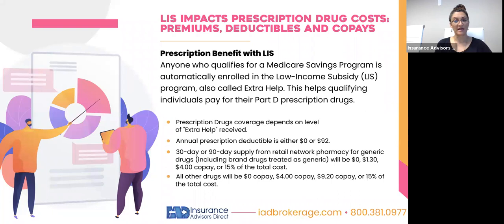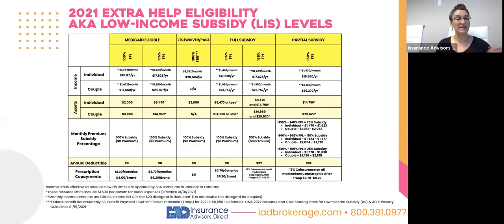For a 30-day or 90-day supply, a retail network pharmacy for generic drugs usually will be $0. That's on your mail order. Obviously, on some of these carriers it's $0. And all the other drugs can be $0 up to about 15% of the total cost. So make sure that is something you pay attention to when you run across anyone that's LIS qualified.